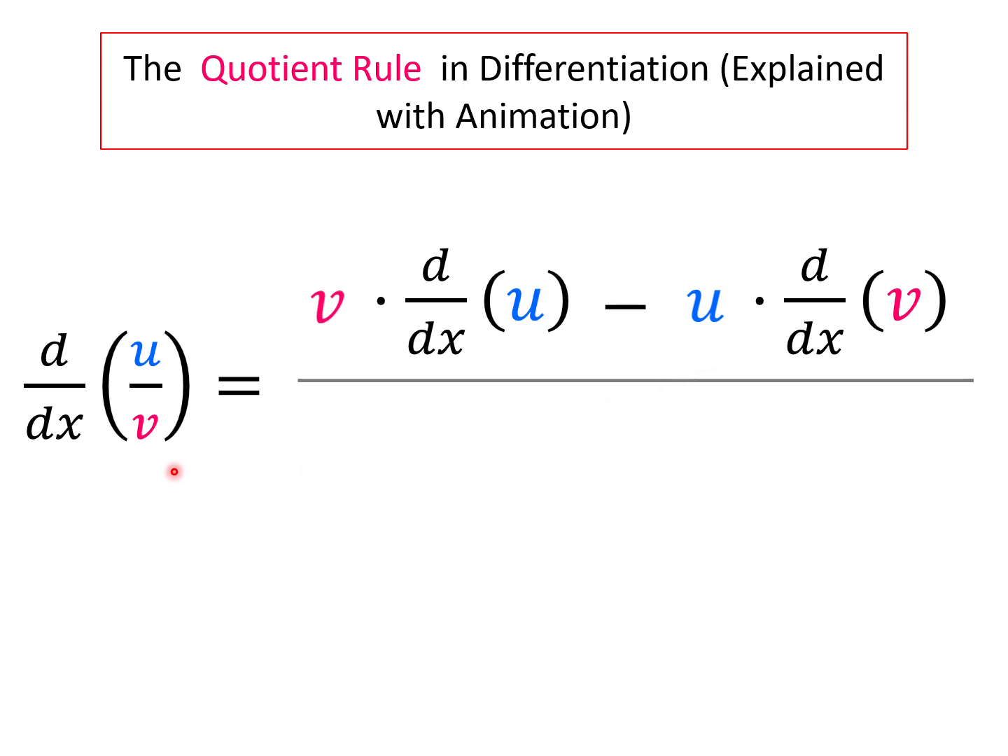differentiation of denominator, that is v, whole divided by denominator v square. So this is what is quotient rule or quotient formula. Quotient rule sometimes we call division rule also, because two functions, one is dividing the other.